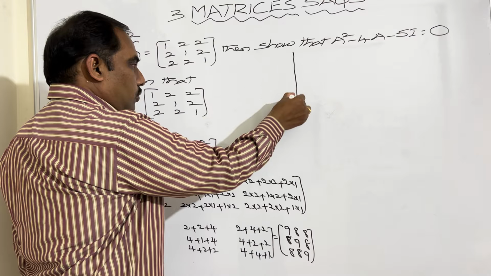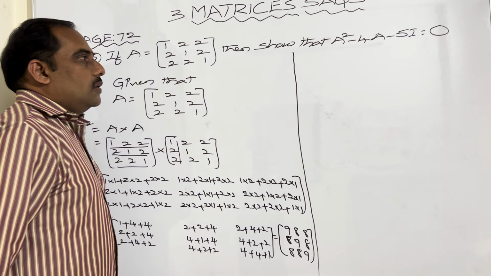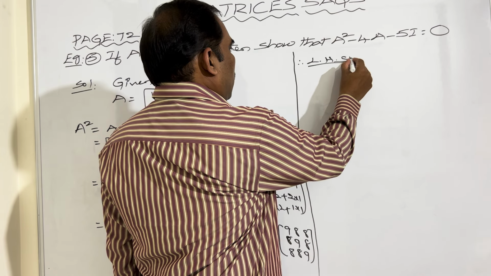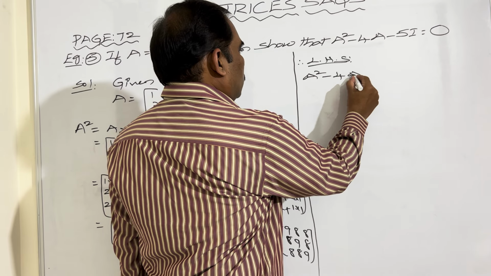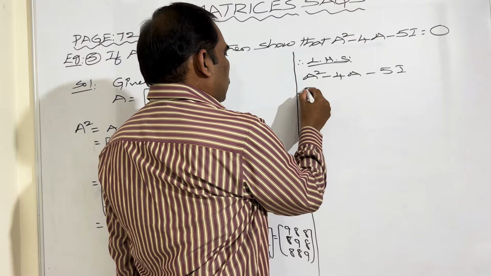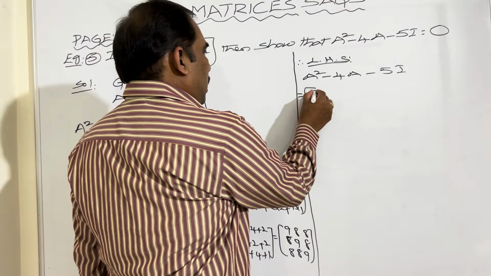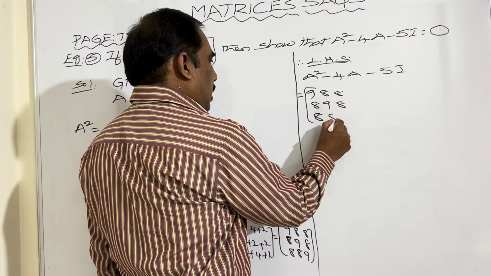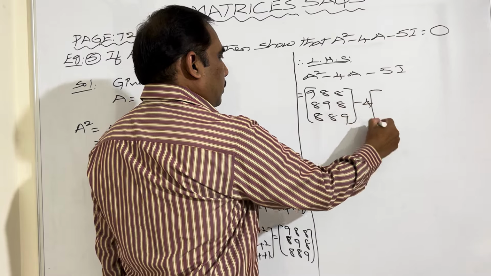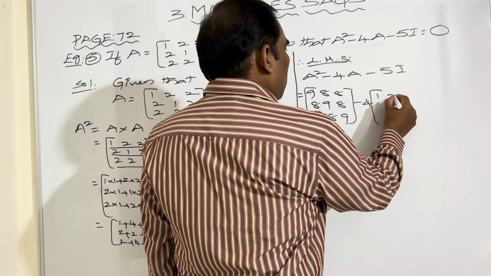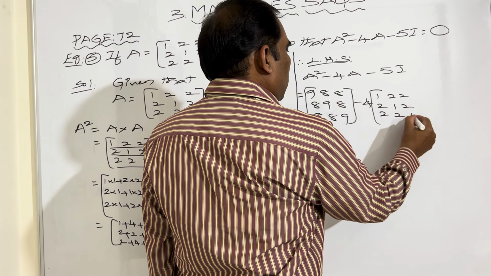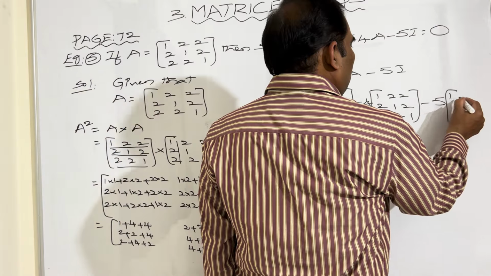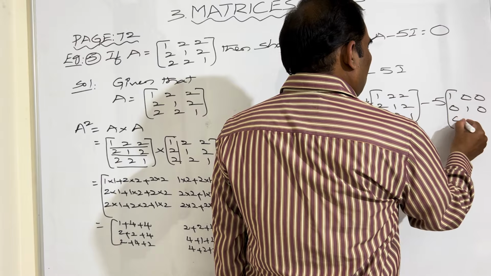But what we have to prove is that A square minus 4A minus 5I is equal to O. So therefore taking the LHS, A square minus 4A minus 5I, which is equal to, we have the A square matrix here, 9, 8, 8, 8, 9, 8, 8, 8, 9, minus 4 into the matrix A, which is 1, 2, 2, 2, 1, 2, 2, 2, 1, and minus 5 into the matrix I, also you have to take the 3 by 3 matrix only, that is 1, 0, 0, 0, 1, 0, 0, 0, 1.